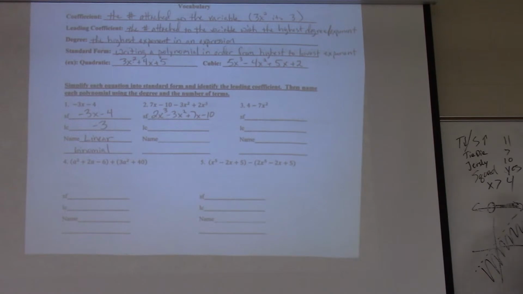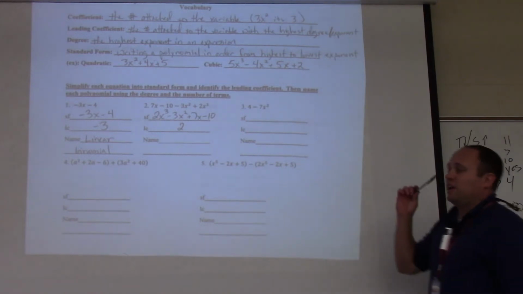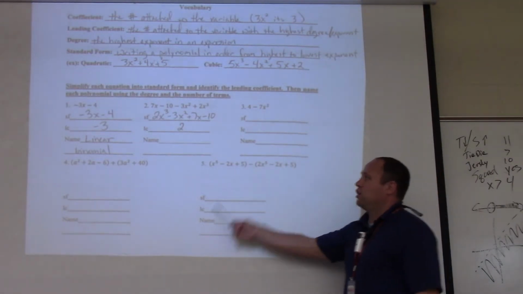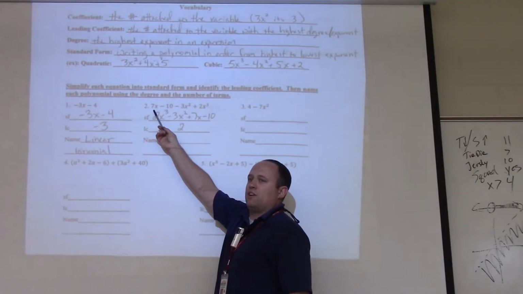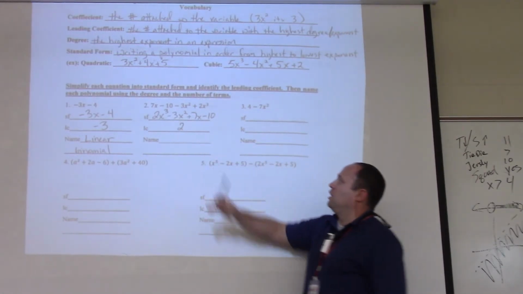What's my leading coefficient here? 2. And I want to point something out. The last one was really easy. This one, if you don't rank it in order, you're probably going to say the leading coefficient is 7, but that's not. The leading coefficient is on the highest exponent, okay?